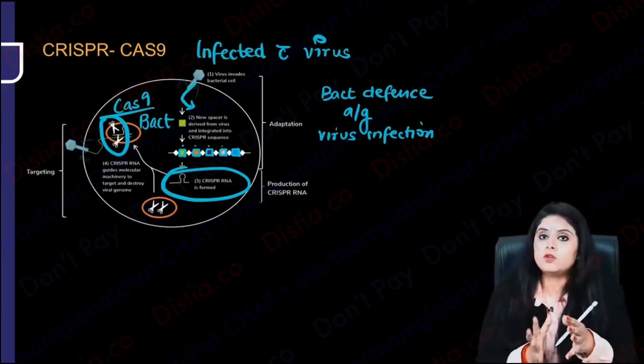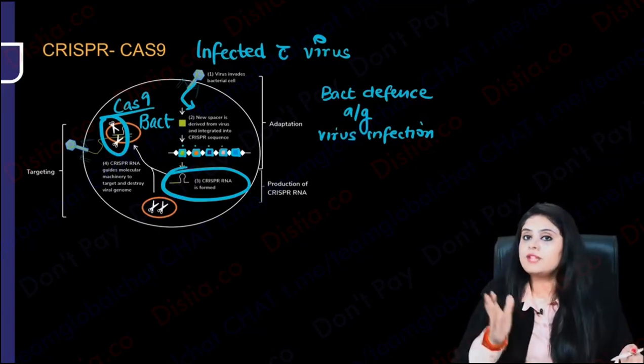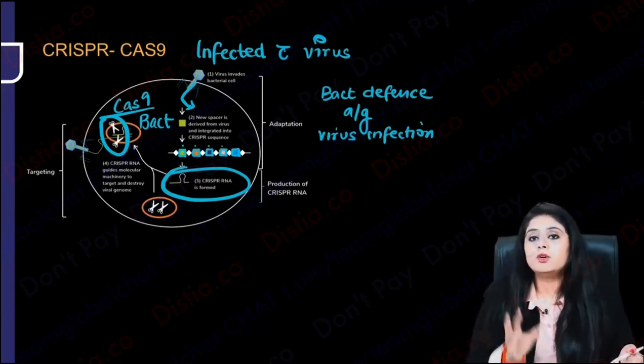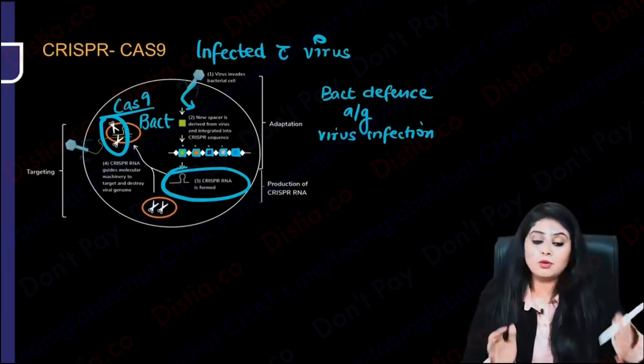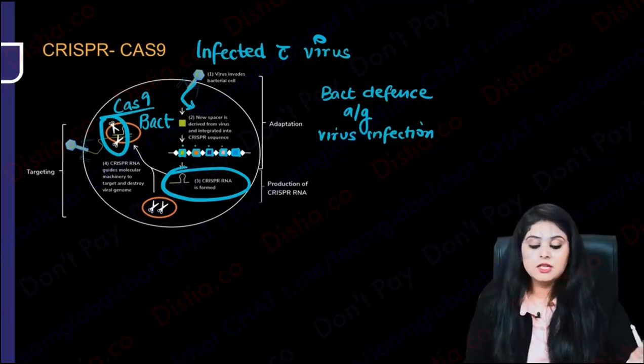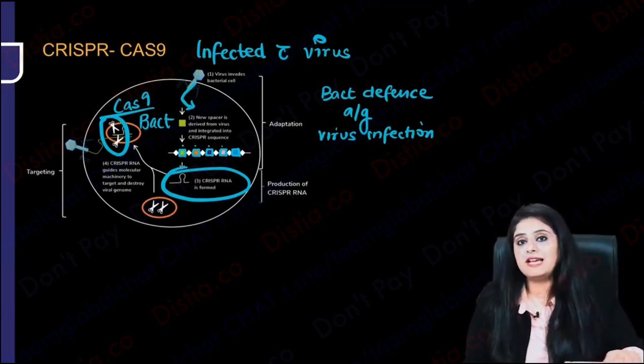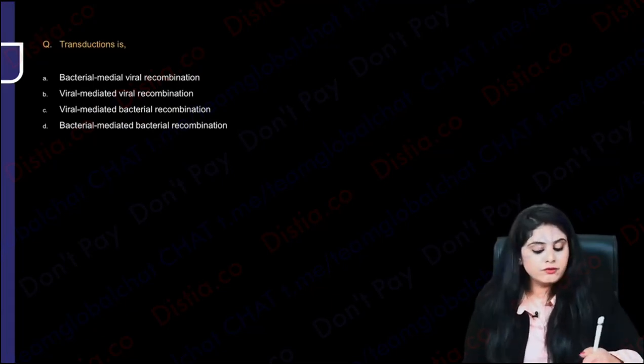So both these things that I've taught you right now, restriction enzymes and CRISPR-Cas9, both of them are going to be bacteria ka defense mechanism. I hope you guys have understood it. I'm not saying it's a super duper simple chapter, but I hope I've tried to simplify it as much as possible, which I'll get to know if you answer well.